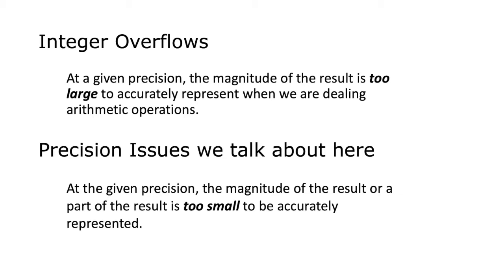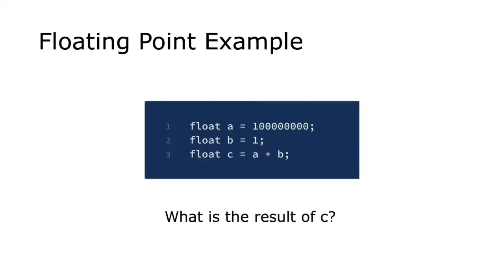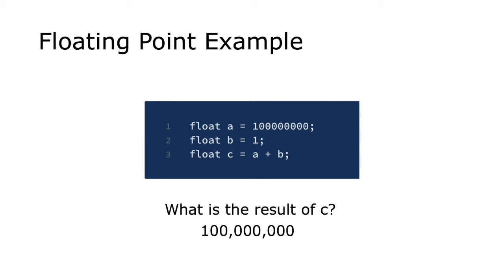Let's look at some examples. So here is the first example. What is the result of C here? Since float typically only allows for 24 bits of precision, the result is actually going to be 100 million here. If an application makes the normally reasonable assumption that A greater than 0 and B greater than 0 implies that A plus B should be greater than A, then this could lead to issues.